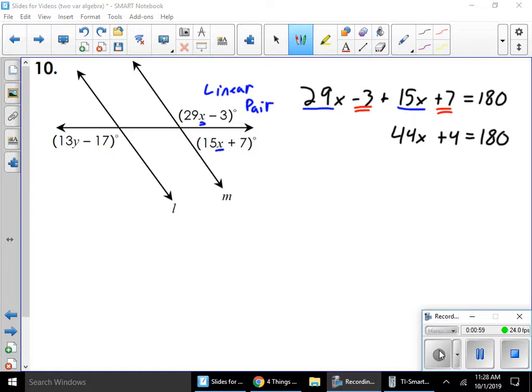So after combining like terms, this is just a two-step equation. No big deal there. I can subtract 4 from both sides, leaving me with 44x. The 4 and the negative 4 cancel. That will equal 176. Last but not least, dividing both sides by 44. That gets me that x is 4.